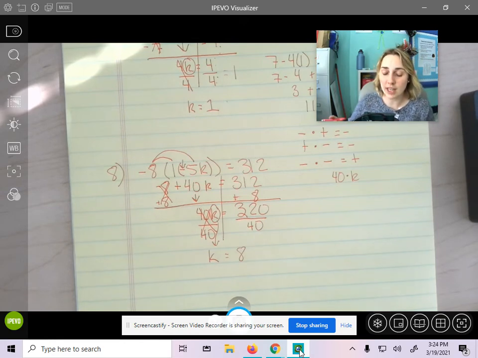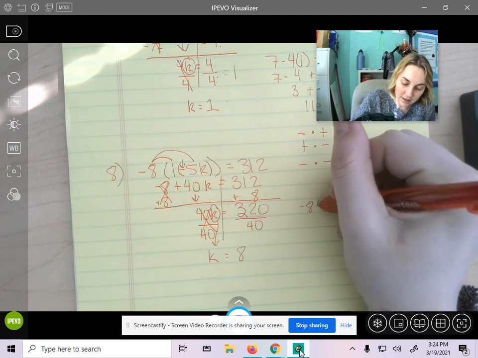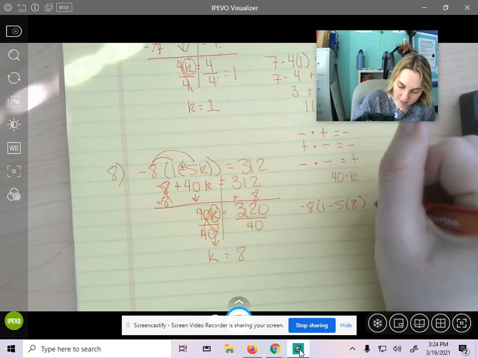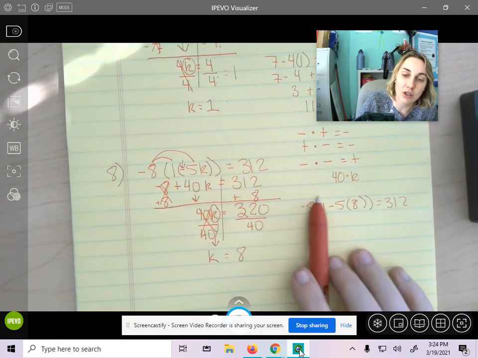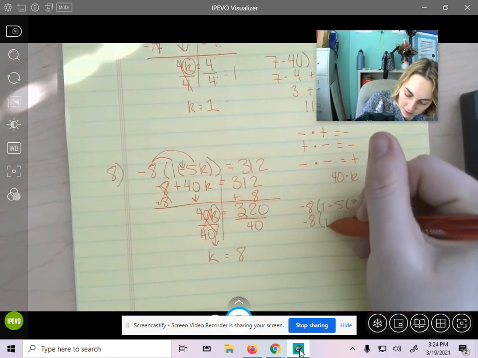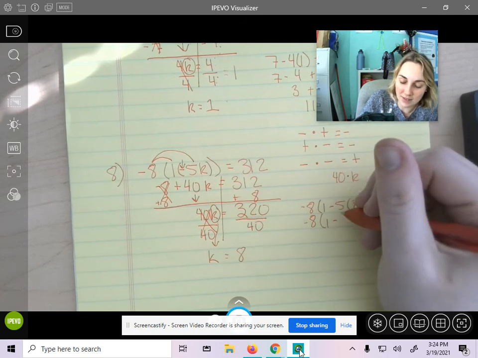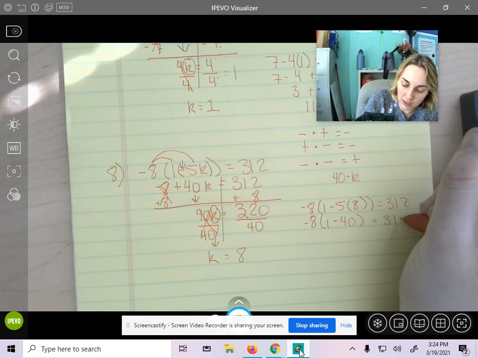And if I ever wanted to check that, well, I can plug it back into the original equation. So we had negative 8, and then we had 1 minus 5 times 8, and then that's equal to 312. Before I can distribute, I need to solve the parentheses inside of it. So negative 5 times 8 is going to give us negative 40, and that's going to be equal to 312.